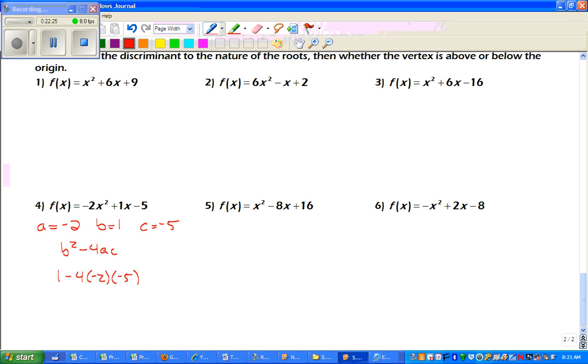How many negatives do you see there? 3. I've got 3 up there. So that means this is going to stay minus. And 4 times 2 times 5? It's 40. So when you subtract them, you get negative 39. This number is the discriminant. And because it's negative, what does that mean? Two imaginary.